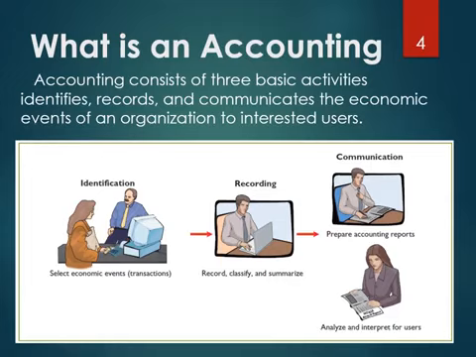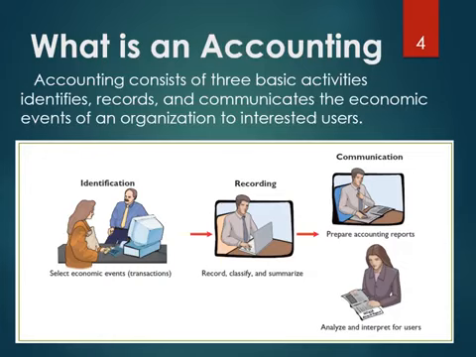Accounting consists of 3 basic activities. It identifies, records, and communicates the economic events of an organization to interested users. Let's take a closer look at these 3 activities. As a starting point to the accounting process, a company identifies the economic events relevant to its business.